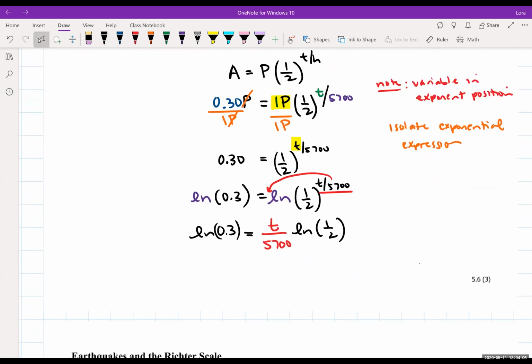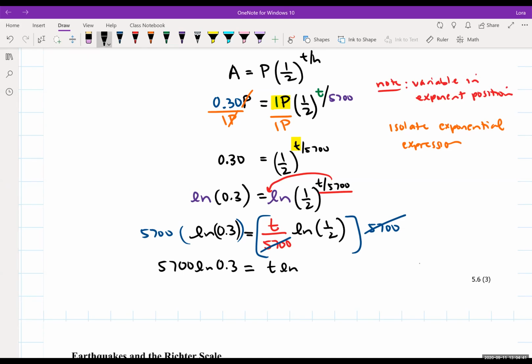So then your goal is to solve for t. You could start off by saying, oh, well, I have a fraction. Maybe it's a good idea to multiply by the LCD on both sides. So if I multiply by 5,700 on both sides, what happens to the left-hand side? We end up getting 5,700 natural log of 0.3. And on the right-hand side, we'll notice that the 5,700s divide out, and we get t natural log of 1/2. If you want to change 1/2 to 0.5, it's fine with me.